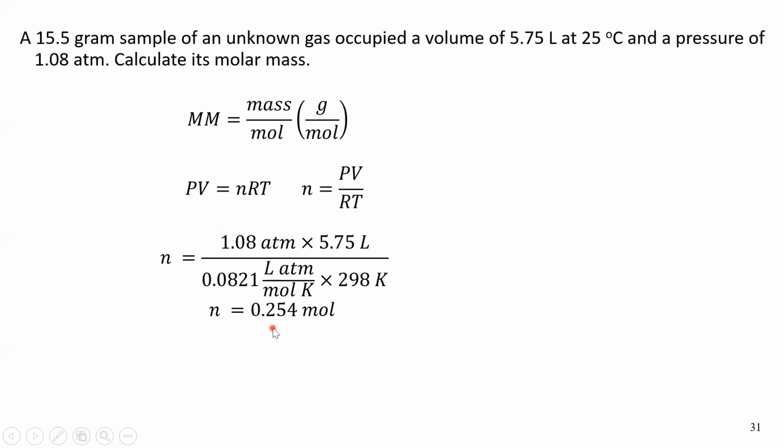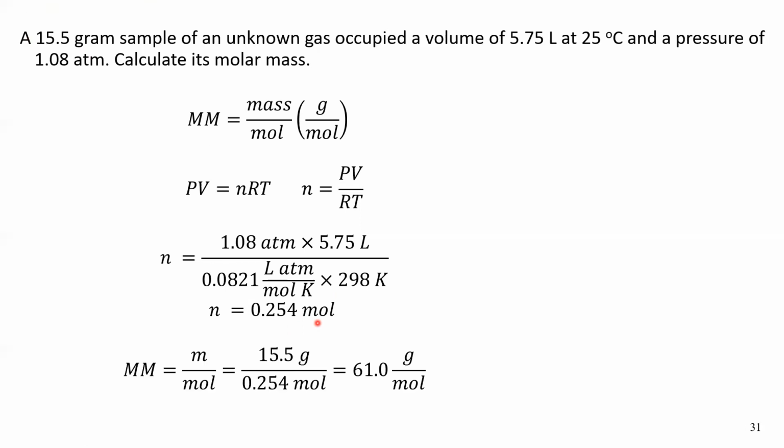So we have 0.254 moles of this unknown gas. But the question doesn't want to know how many moles of gas we have. It wants to know what the molar mass is. So we're given the mass, 15.5 grams. We calculated the moles, 0.254 moles. We can figure out our molar mass. So we would take 15.5 grams, divide it by 0.254 moles, and that'll tell us our molar mass in terms of grams per mole. So the molar mass is 61.0 grams per mole.